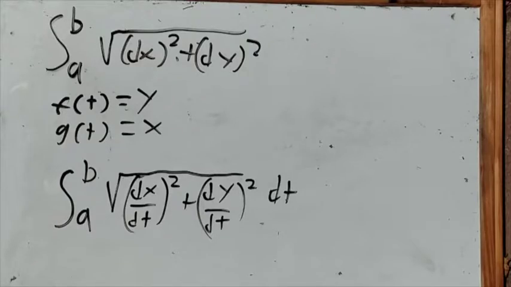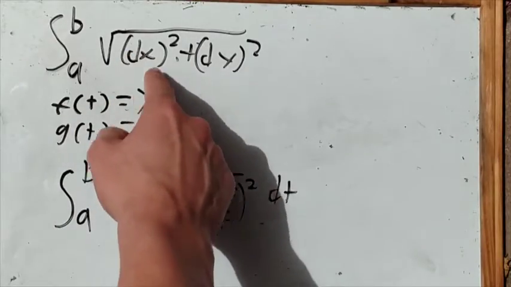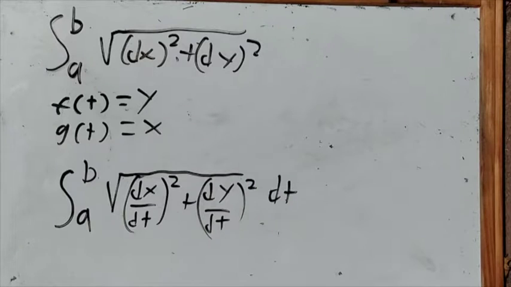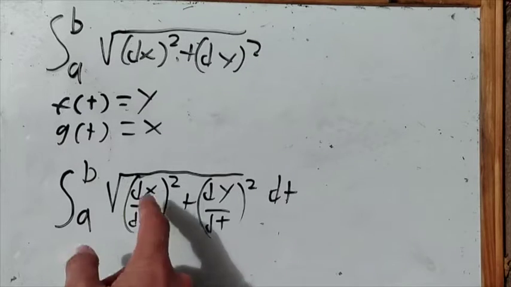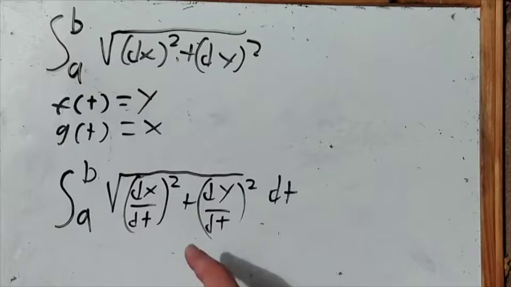So what you would do is factor dt squared out of both dx and dy, because otherwise it wouldn't simplify to dt. You factor that out and you get dx over dt squared plus dy over dt squared. Take the square root of that times dt in an integral from A to B.